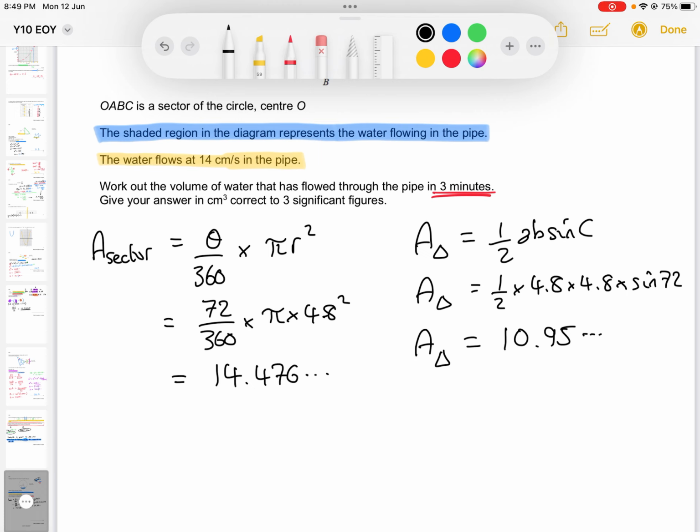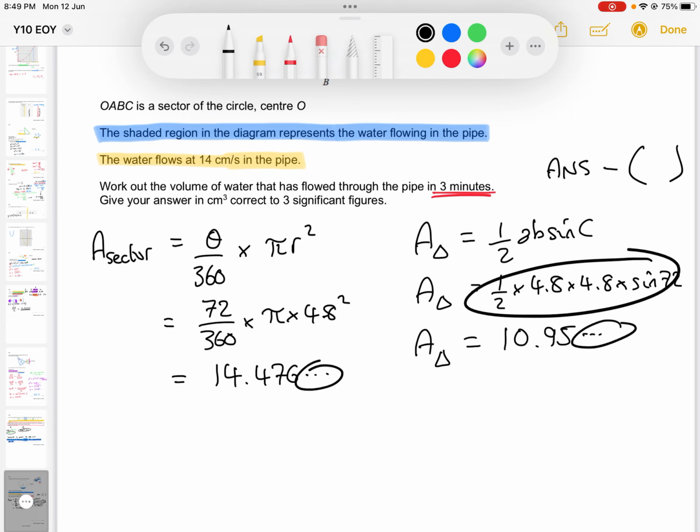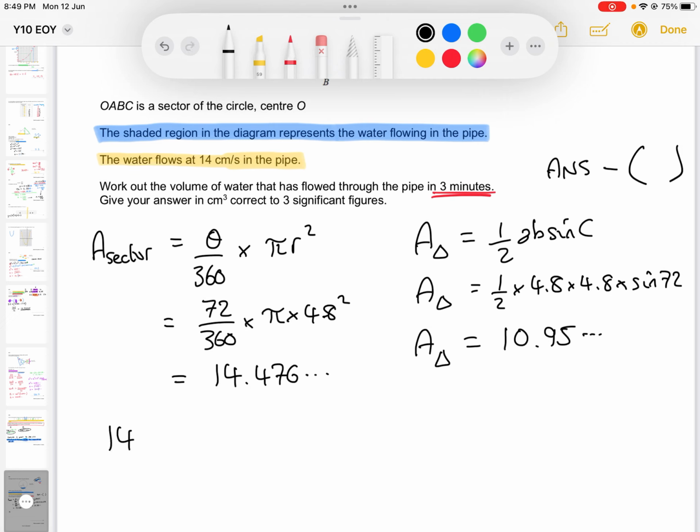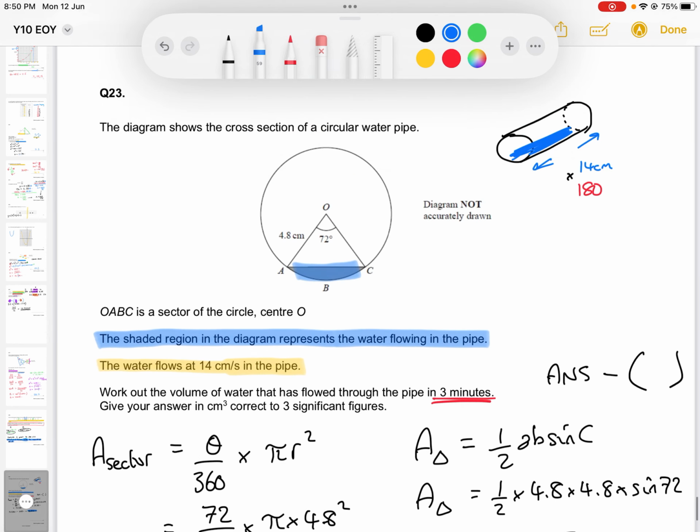So what I actually did was, when I got this answer, I did the area of the sector, subtract all of this in a bracket just so my answer was fully accurate. You could add a few more decimal places to these and just type them in as well. Just be careful if your answer ends up being slightly inaccurate. Little things like this can help you along the way. So we subtract them, 14.476 and all the rest, take away 10.95 and all the rest gives us 3.52 and all the rest, and that is our area of the blue section.